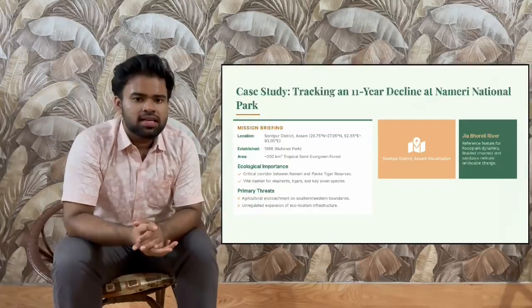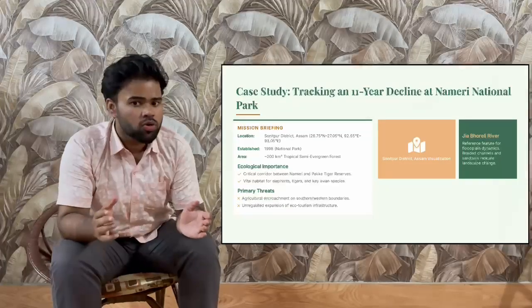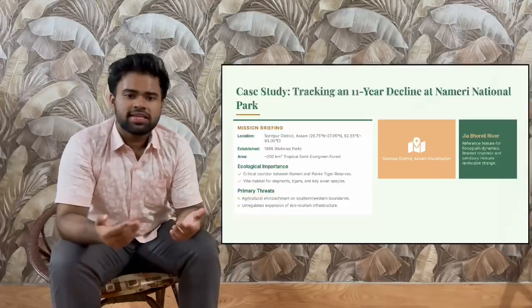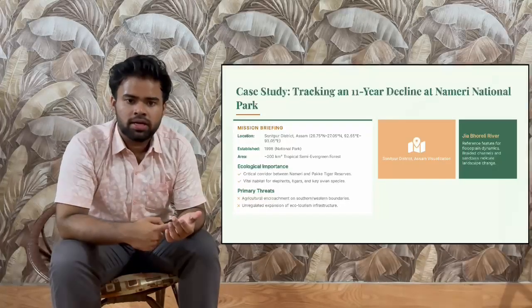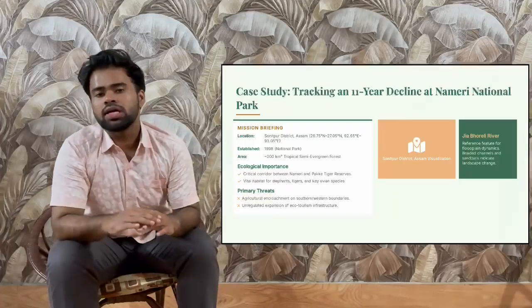Our case study is Nameri National Park, located along the Assam-Arunachal Pradesh border. It is an important ecological corridor, but is increasingly affected by encroachment, river dynamics, and changing land use around its boundaries.